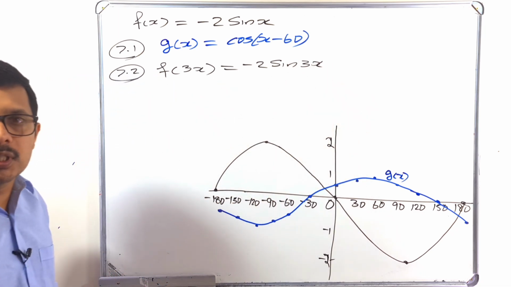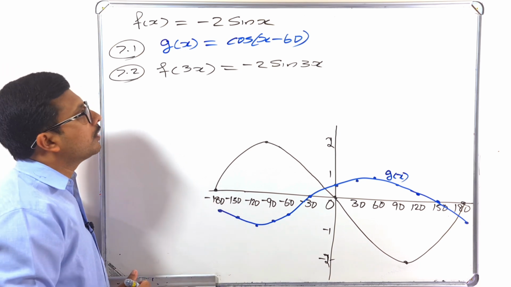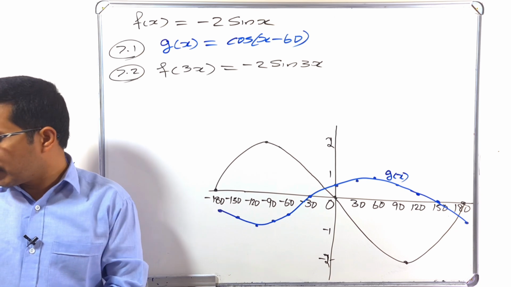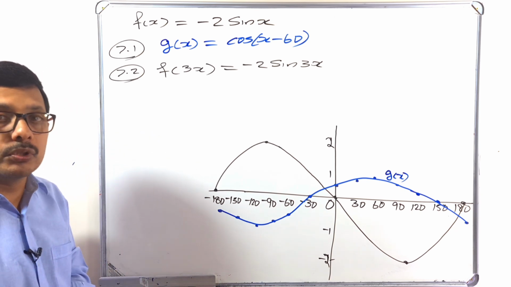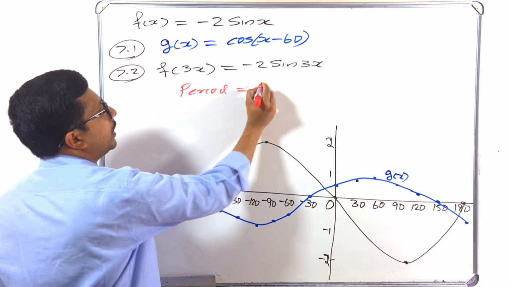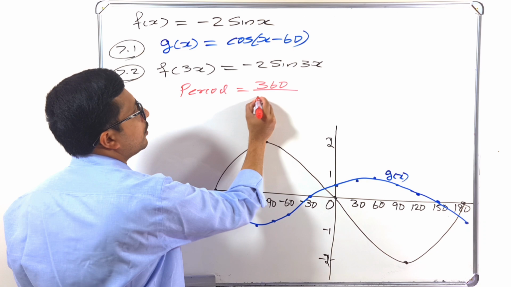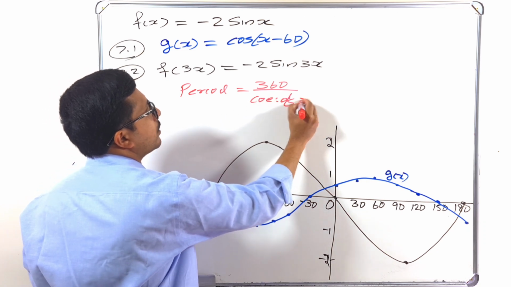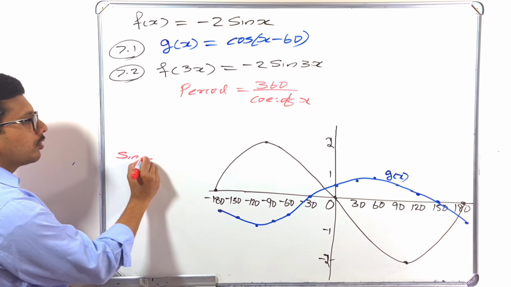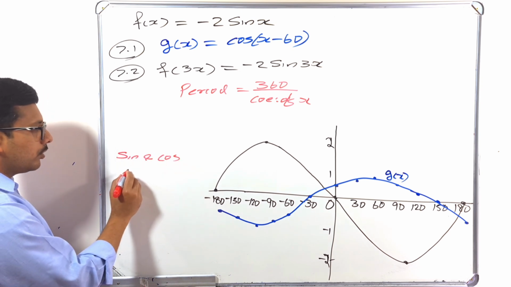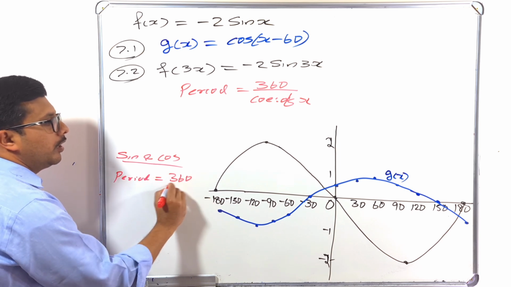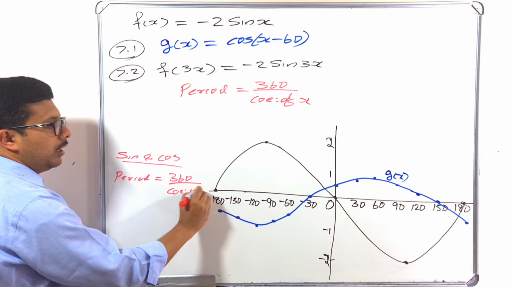Okay. Now what is the question? You have to find the period of this f of 3x. So what is the formula to find the period of a sine graph? You studied a formula to find period. Period is equal to 360 divided by coefficient of x. Just a recap: in the case of sine and cos graph, what is the formula to find the period? Period is equal to 360 divided by coefficient of x.